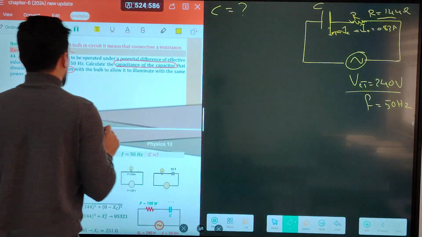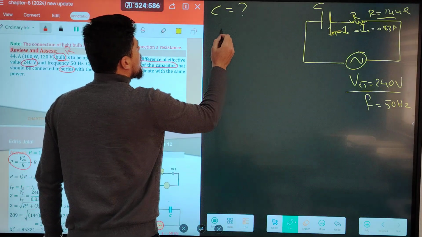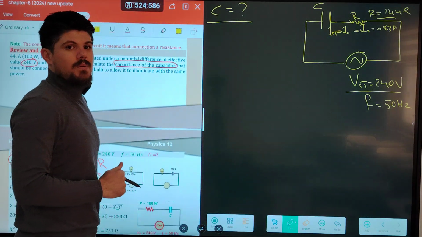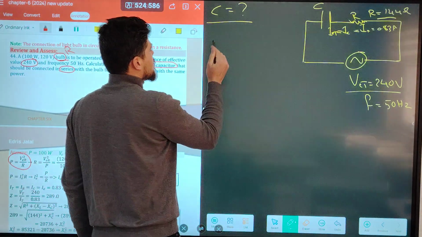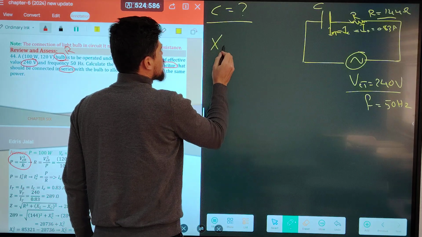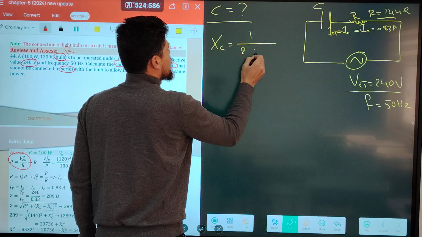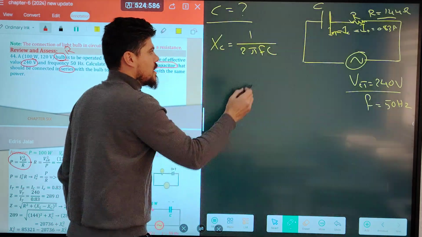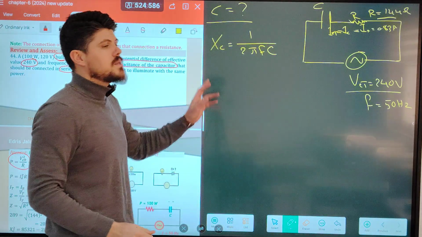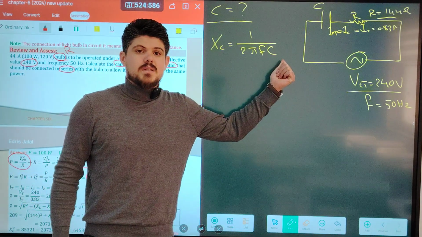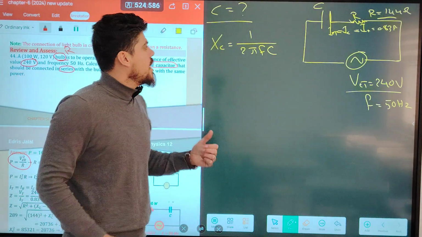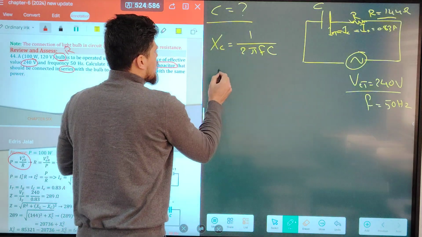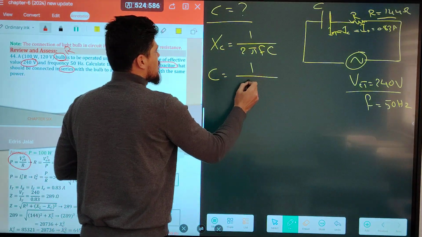No, it's unknown. We have to find it. How can we determine the capacitance of the capacitor? By using this relation: XC is equal to 1 over 2 pi F C. Be careful, guys. Only in this equation do we have the capacitance of the capacitor, so you have to rearrange this equation to determine C.